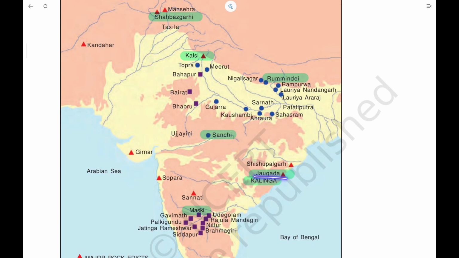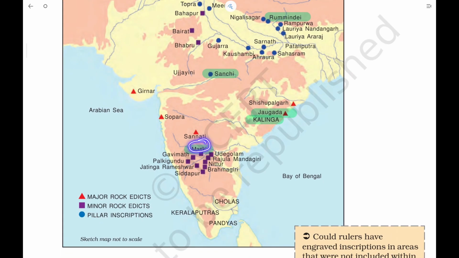Now, Jaugada is in Odisha. Now, I think around the year 2022, UPSC asked this question, and they gave MP as an option near Jaugada. Is this option correct or not? So you need to know Jaugada is in Odisha. Okay, Girnar is in Gujarat. Bhabru inscription is in Rajasthan. Okay, now Maski, Udegolam.